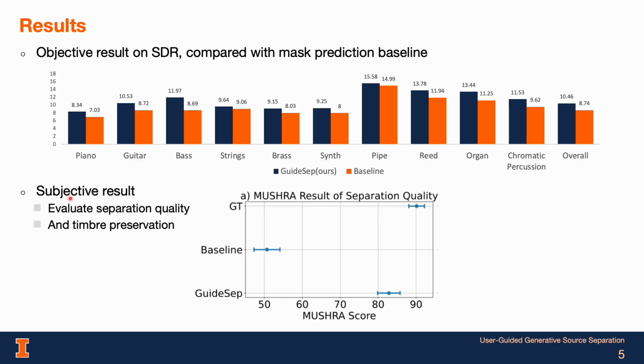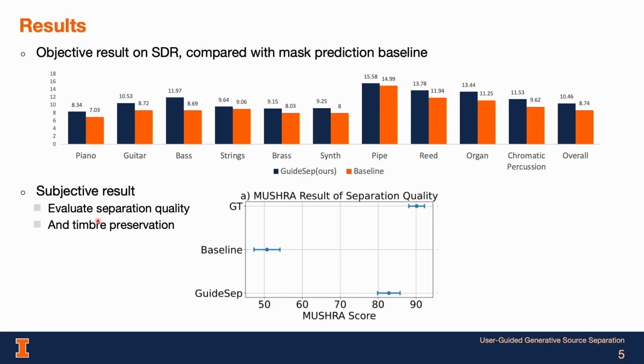We also conducted a subjective evaluation. The first section aims to assess the separation quality. The result is given by this plot. Here, the x-axis is the release score and the y-axis are system labels. The result shows that our model's output was very close to the ground truth and outperformed the baseline.